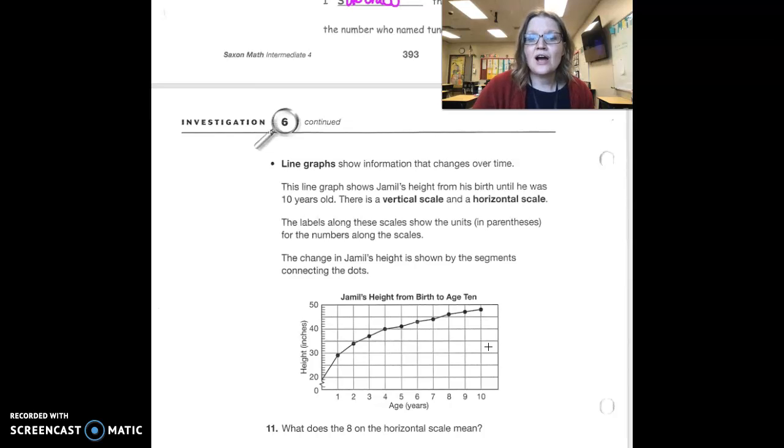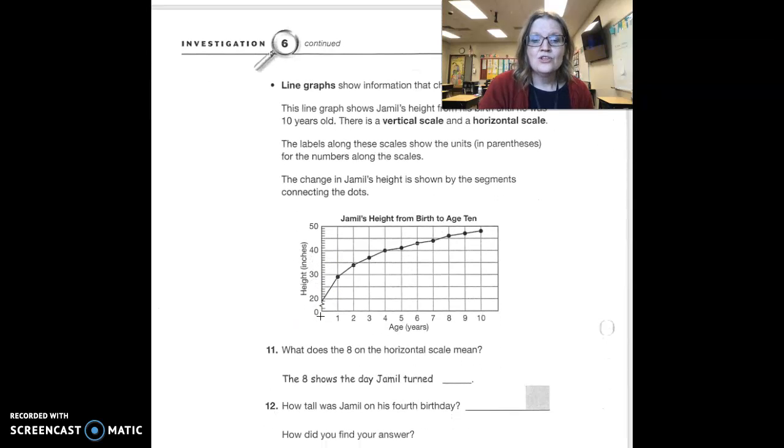Here is Jamil's height from when he was born until he was 10 years old. You can see that he's been growing a steady amount. This shows his age, and this shows his height as he's been growing. So what does the 8 on the horizontal, remember that means this direction, think of the 8 in the middle of H, what does the 8 on the horizontal mean?